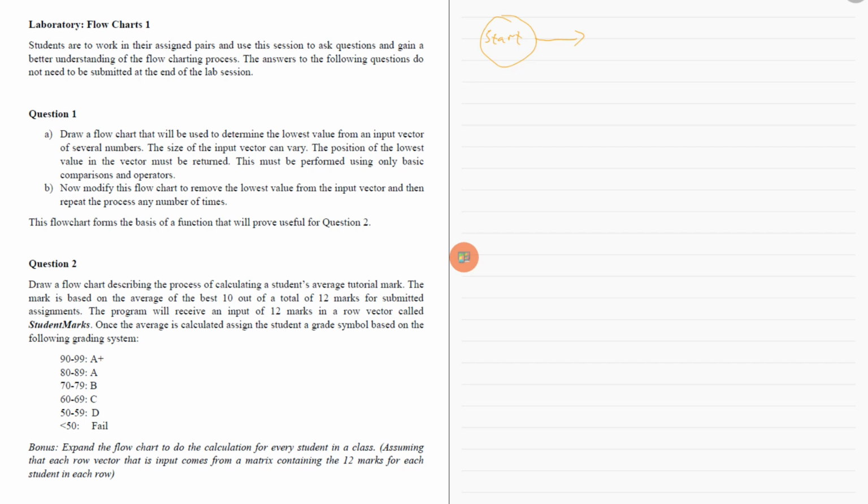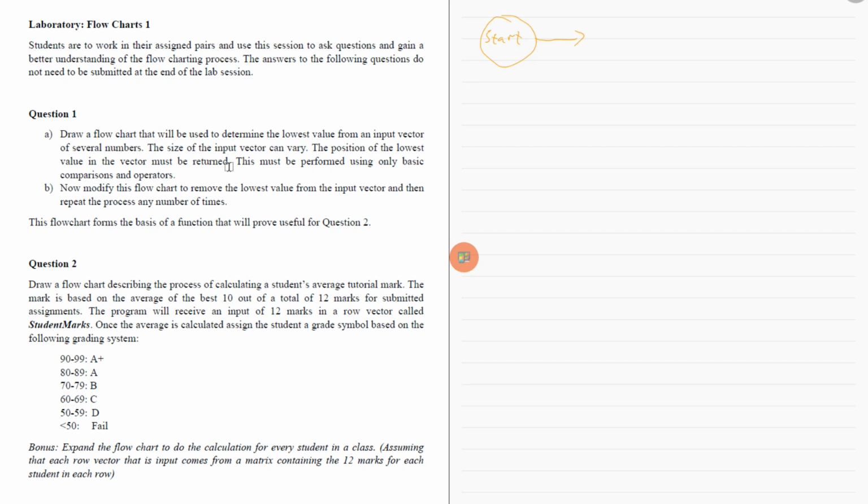So the question was to draw a flowchart that will be used to determine the lowest value from an input vector of several numbers. The size of this vector can vary, so that input vector is an input. The position of the lowest value in the vector must be returned. So we need to find where the lowest value is located. This must be performed using only basic operations, comparisons, and operators.